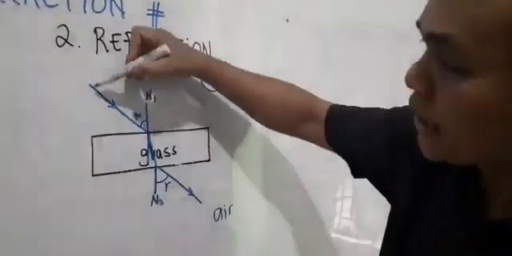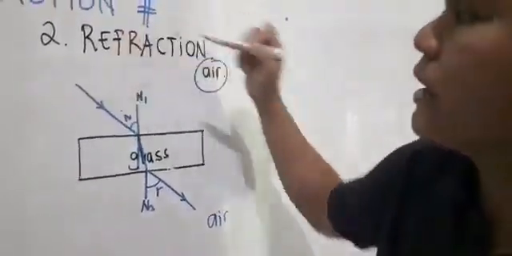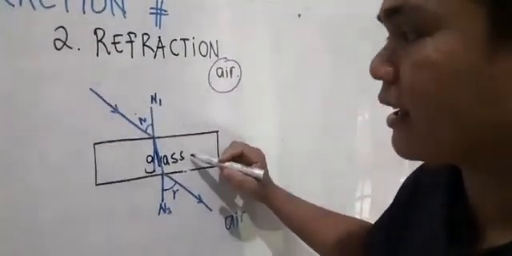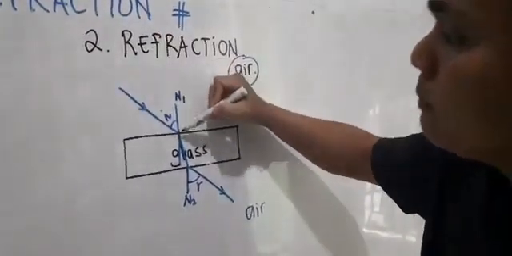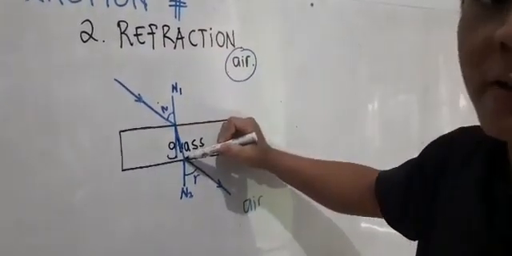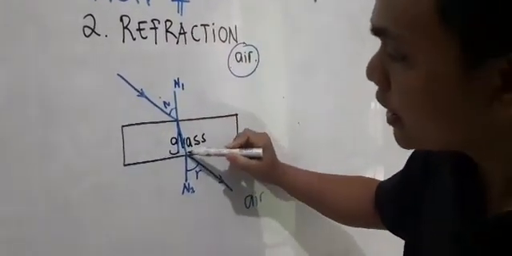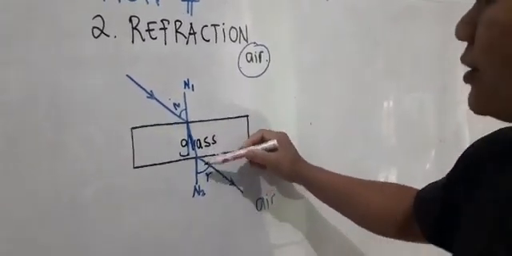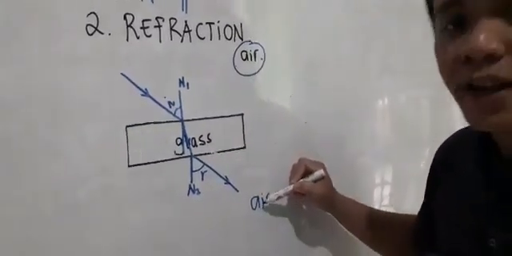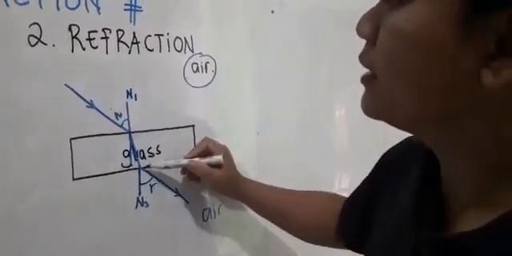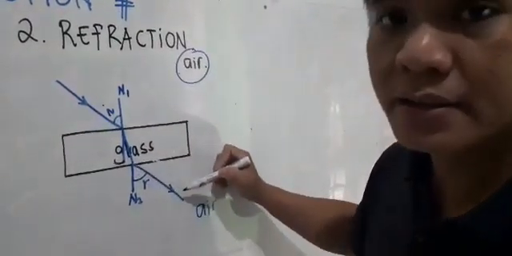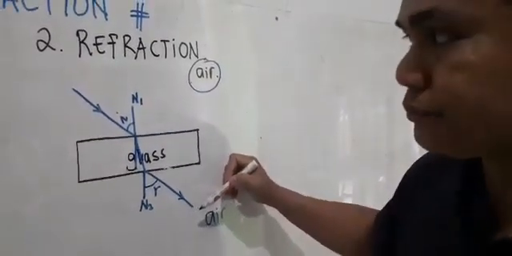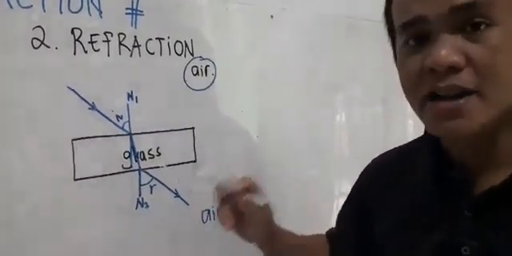Once more, if the light comes from the less dense medium like air to the denser medium like glass, the light will be bent toward the normal line. If the light comes from the denser medium like glass to the less dense medium like air, then the light will be bent away from the normal line.